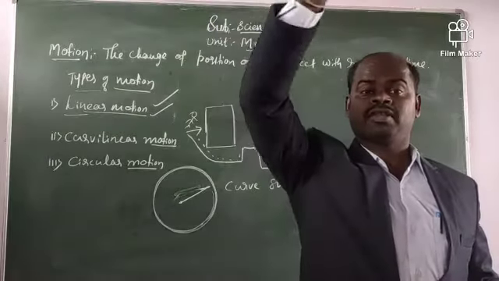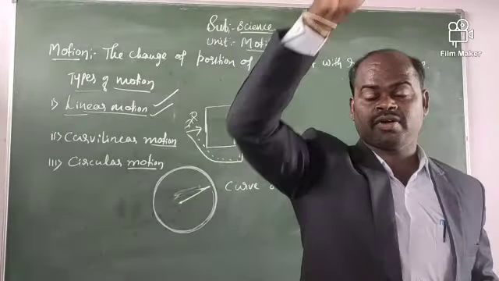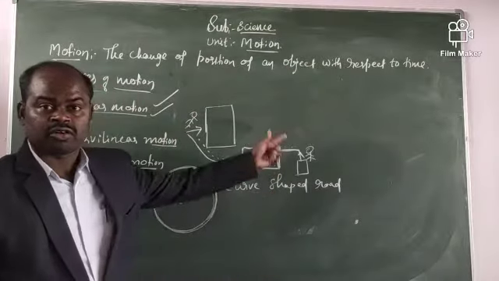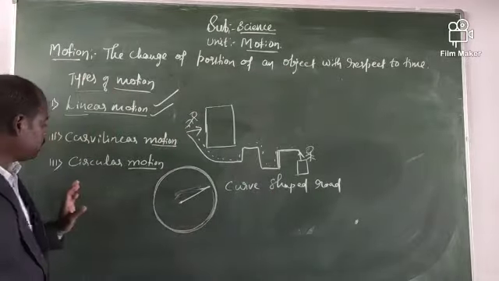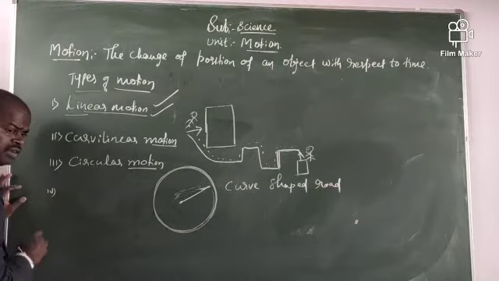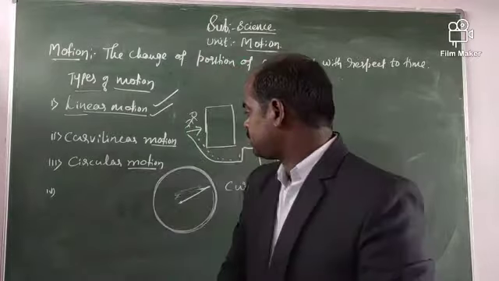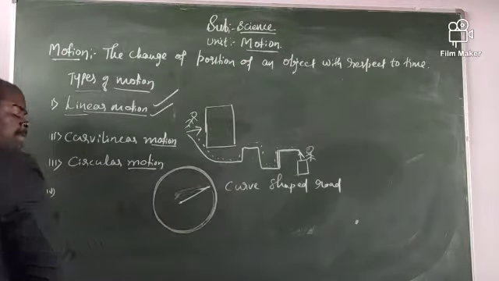And also a fan has rotating motion. That is, in a circular path, it is rotating. That is also an example for circular motion. That means circularly it is rotating. That is called circular motion. Next, one more example, that is one more type of the motion, that is what?